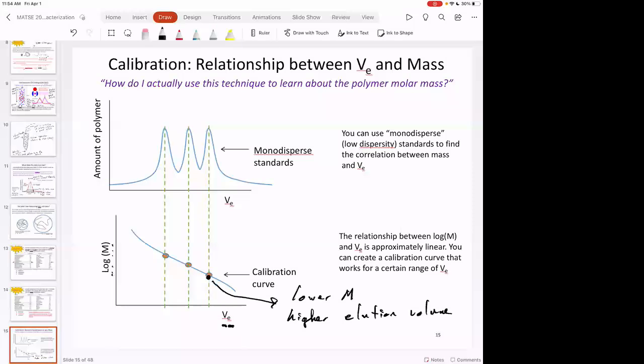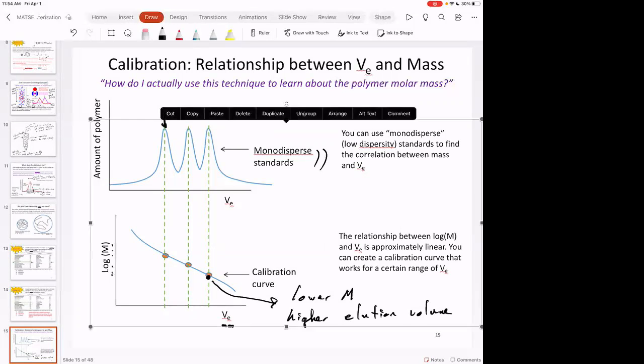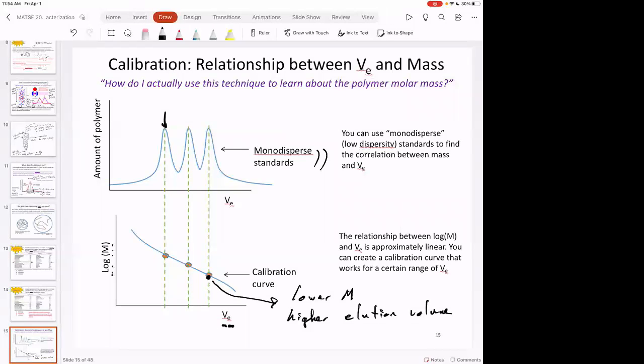So what you do is you have something called monodispersed standards. And what these are is that these standards have known M. It's set, it's on the bottle. This is a monodisperse polystyrene standard with Mn of 10,000 grams per mole. You buy that, you pay a lot of money for that.